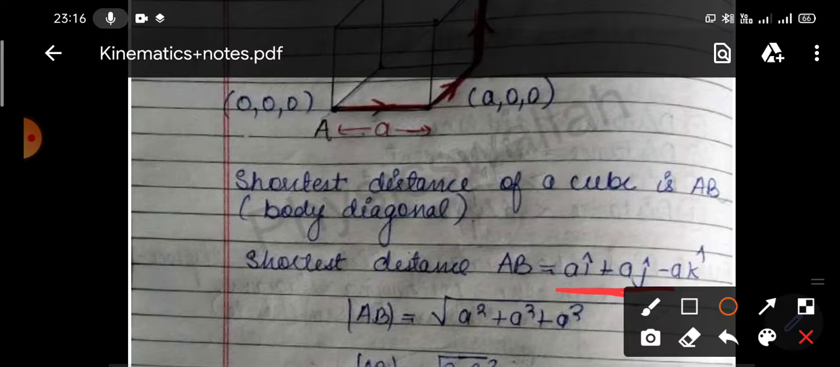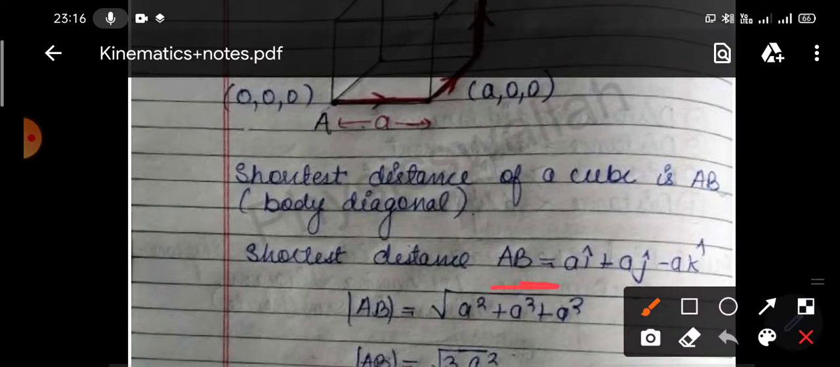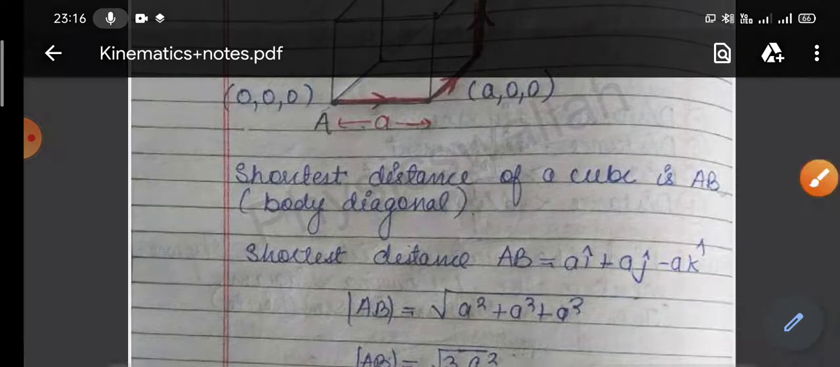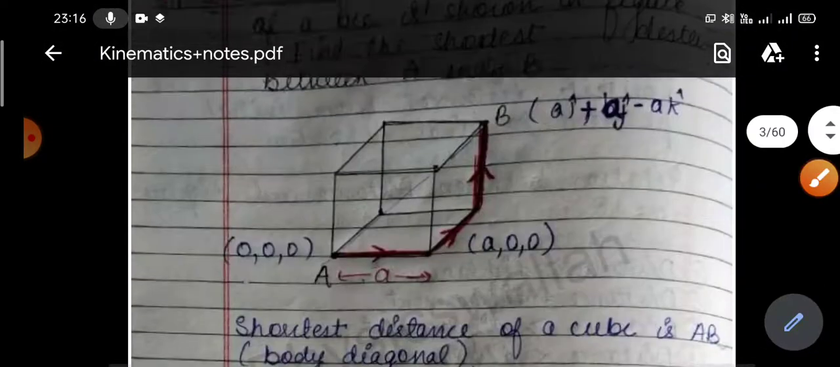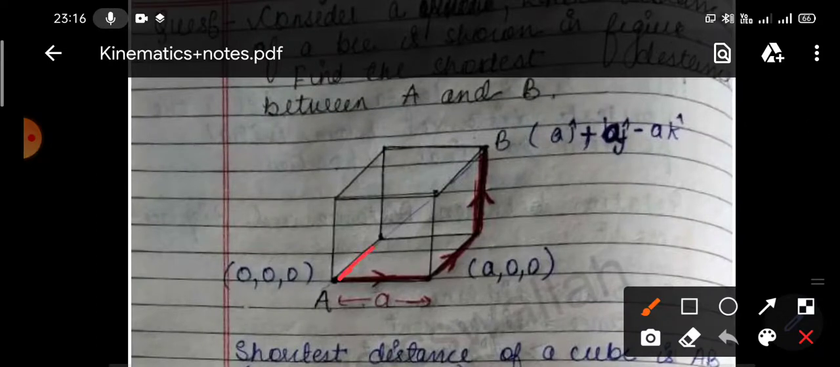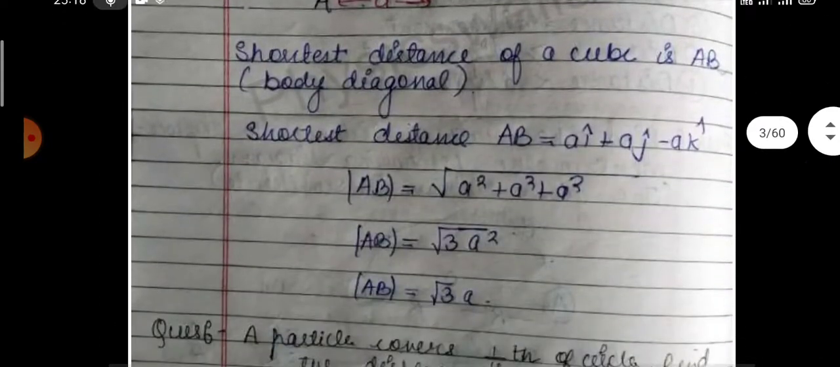The same as B. Why? Because the coordinates of A are how much? 0, 0, 0. So that's why the coordinates of AB are equal to a i hat plus a j hat minus a k hat. Now we found the coordinates of AB in vector form, but we have to find out the amplitude. So I have to find out the amplitude.